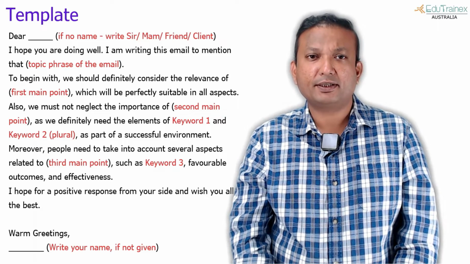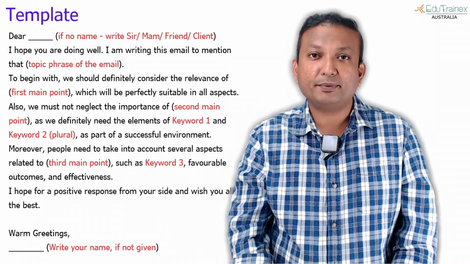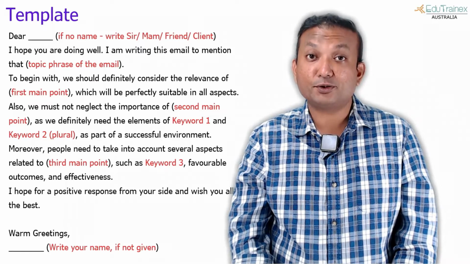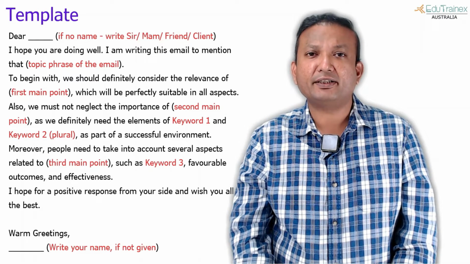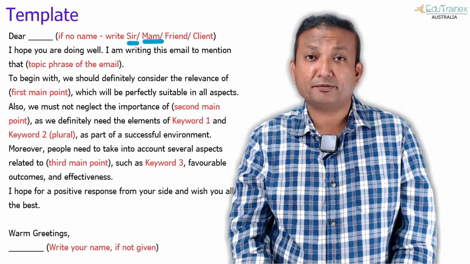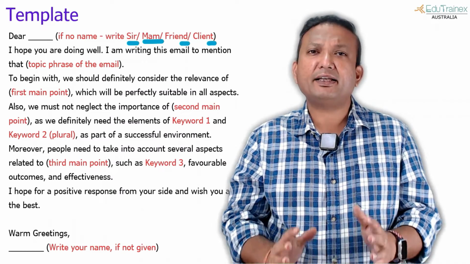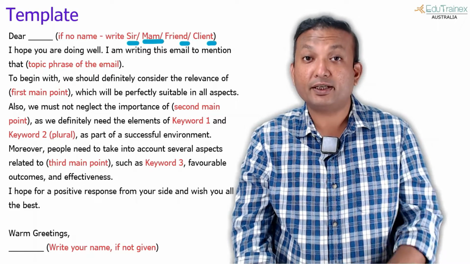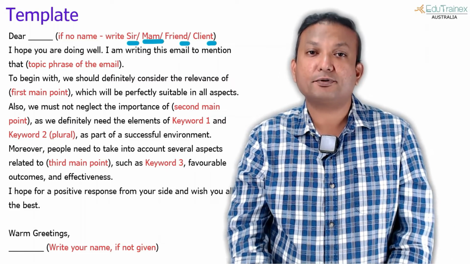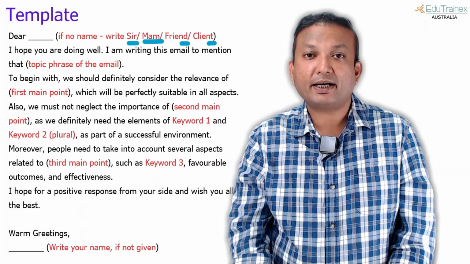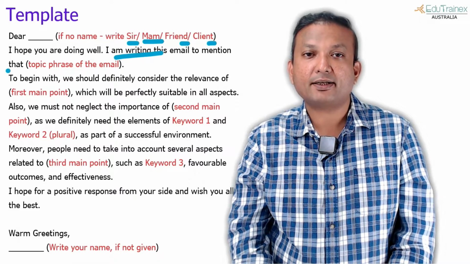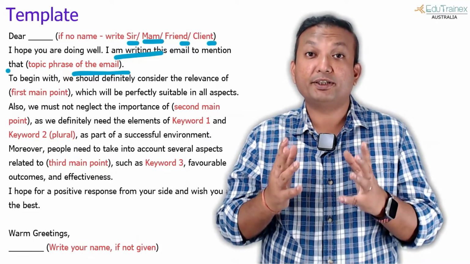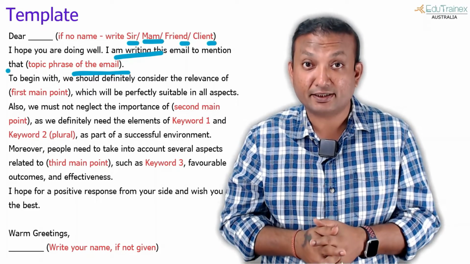Very simple. Dear dash. Normally there will be a name given to you in the question, so you have to use the name. If there is no name, then you can start with anything. Dear sir, dear ma'am, dear friend, dear client, anything that is mentioned there. Okay. The next line is, I hope you are doing well. It's like greeting in the first line of the sentence. I'm writing this email to mention that topic phrase of the email. Over here you introduce or you declare what exactly you are going to discuss in the email.